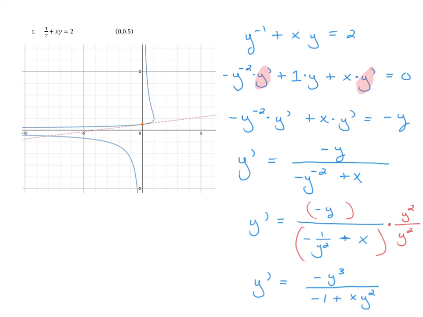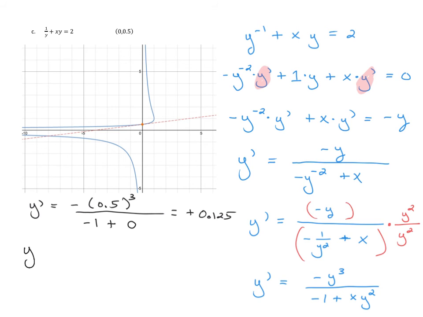If I want the slope of this line, I'm going to put 0 in place of x and 0.5 in place of y. That's negative, okay, we get 0.5, and we're cubing that, and we're dividing it by negative 1 plus, well, that's actually all going to be 0. This is positive whatever 0.5 cubed is. Is that 0.125? It is. That's not very steep, but this line is not very steep.